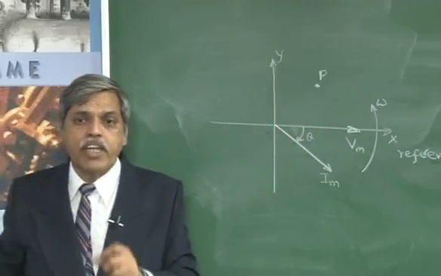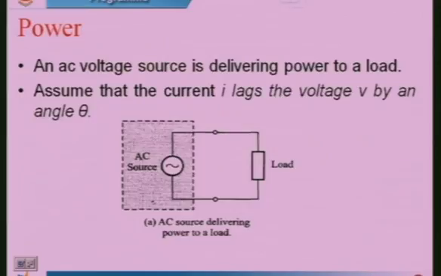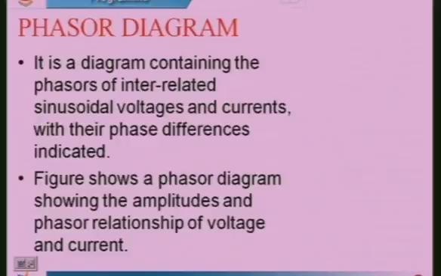So compared to the voltage sine wave, the current sine wave is shifted to the right, or later in time, we call it, okay. Therefore when I write v of t equals Vm sin omega t, the current i of t equals Im sin(omega t minus theta). Therefore, because of the negative angle theta, I say the current is lagging behind the voltage by theta. So I can also show this with the waveform I have here.